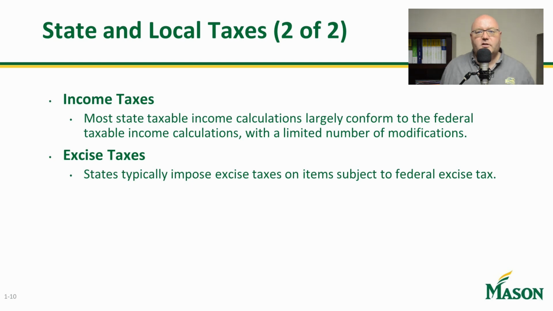Okay. Income taxes. Most state income tax calculations largely conform to the federal taxable income calculations with certain modifications. And that's pretty true. We're not going to talk too much about state taxes in this class, but some states will actually do a tax based on what we call the gross income method, which is basically like a regular tax return: gross income minus deductions equals taxable income times tax rate equals tax. And then others will say, we're going to use federal AGI as the starting point, and then we're going to make certain modifications to it.